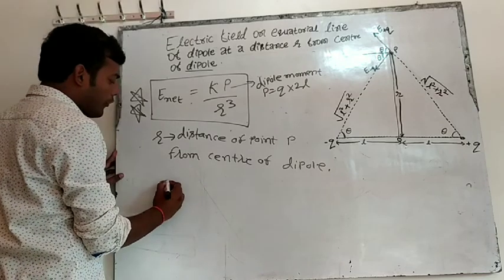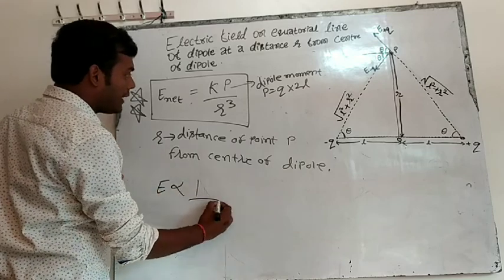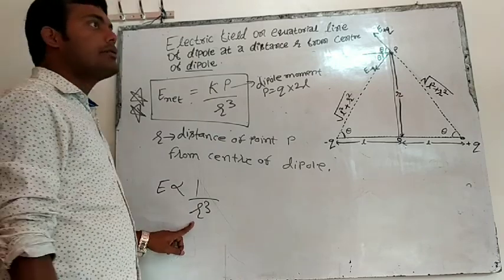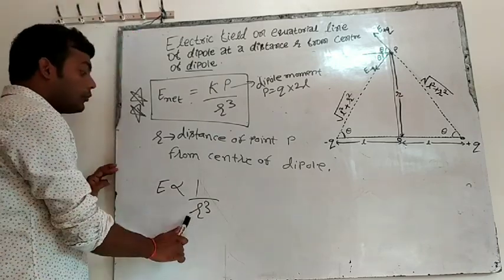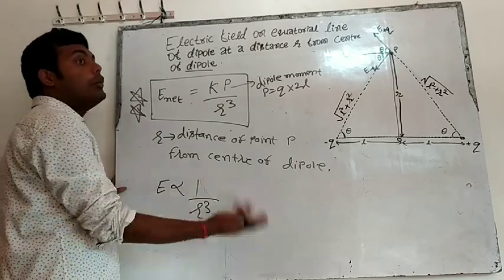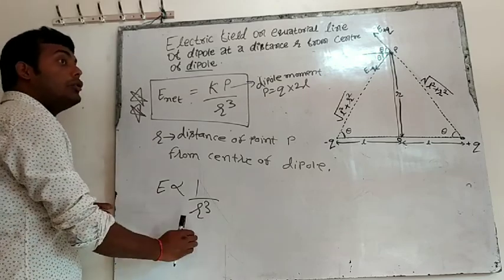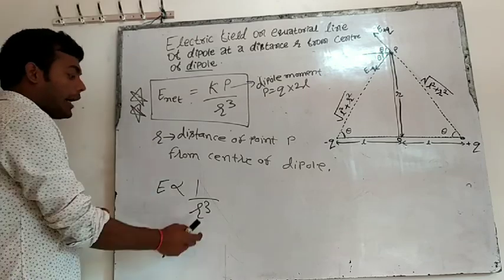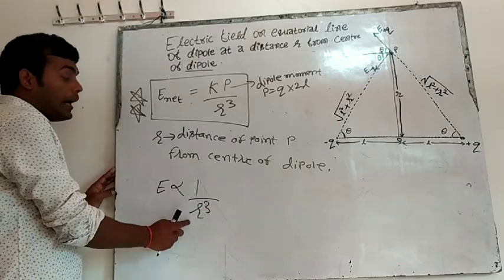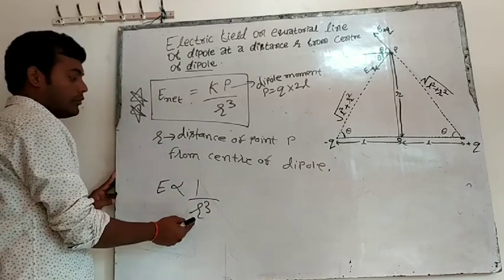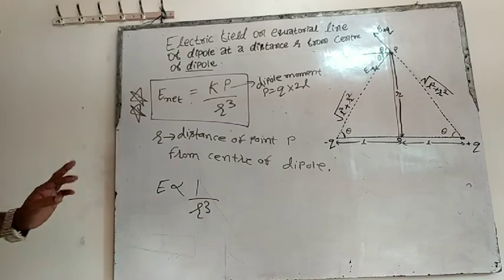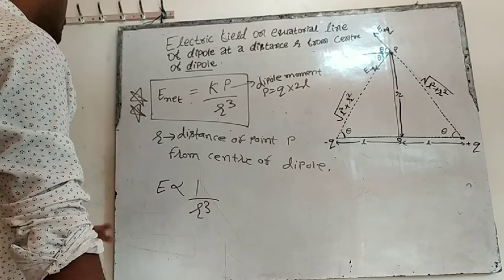And we can observe one more thing, that E is inversely proportional to r cube. That means if r becomes 2 times, then 2 cubed is 8, so E will decrease by 8 times. If r increases by 2 times, E will decrease by 8 times. If r increases by 3 times, then 3 cubed is 27, so E will decrease by 27 times. Am I clear? So this is the relation between E and r.